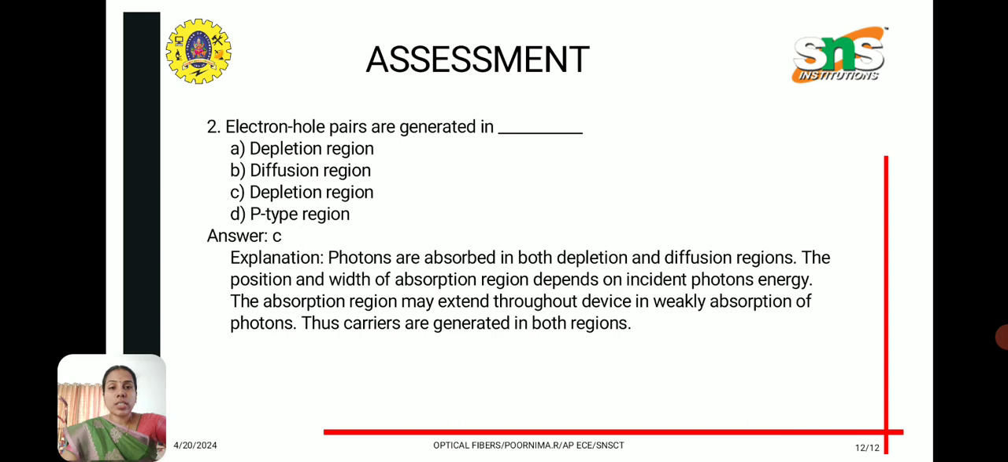Next question: electron hole pairs are generated in which region? The options are depletion region, diffusion region, depletion region, and p-type region. The answer is depletion region. Photons are absorbed in both the depletion and diffusion regions, and the position and width of the absorption region depends on the incident photon energy. So the answer is C.